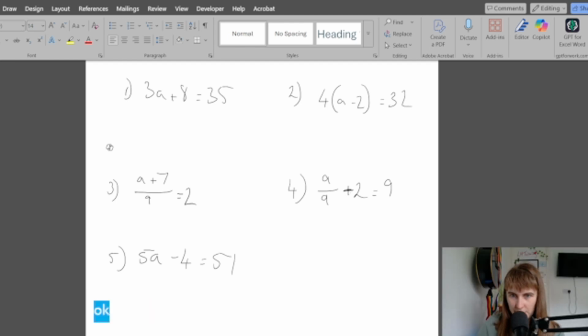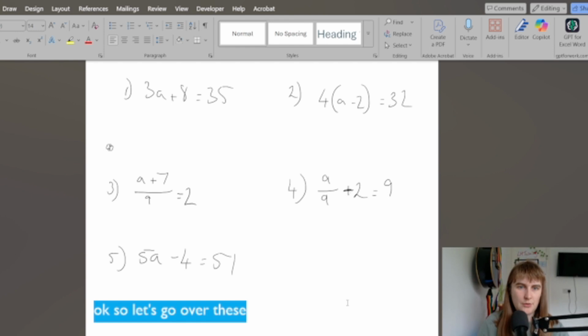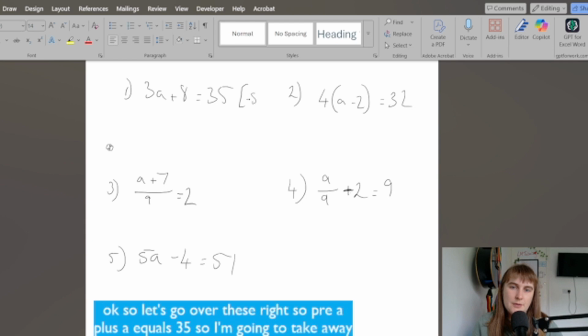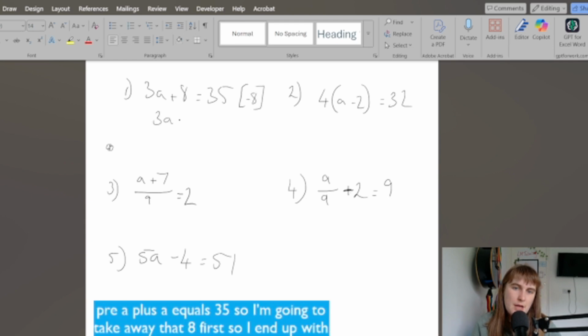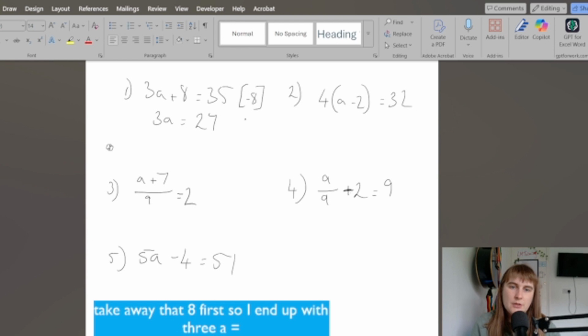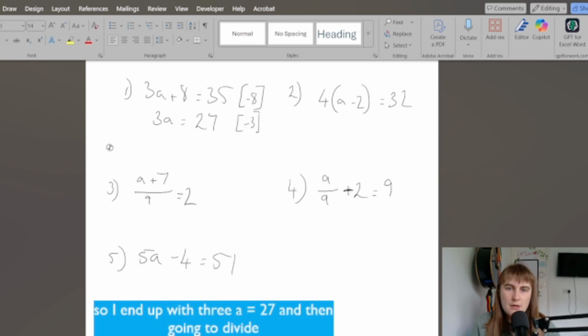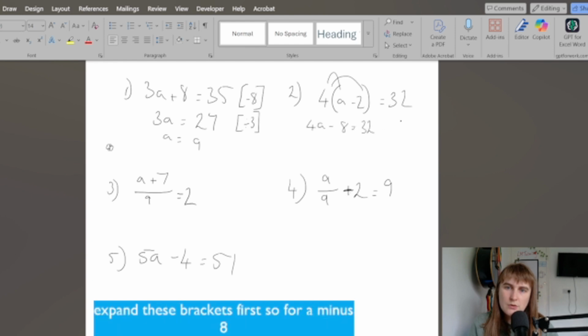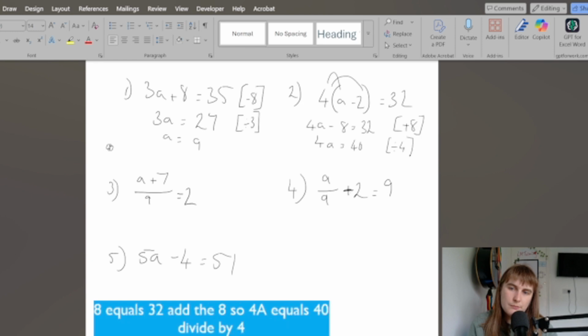Okay, so let's go over these. Right, so 3a plus 8 equals 35, so I'm going to take away that 8 first. So I end up with 3a equals 27. I'm then going to divide by 3, so a equals 9. I'm going to expand these brackets first. So 4a minus 8 equals 32. Add the 8, so 4a equals 40. Divide by 4, so a equals 10.